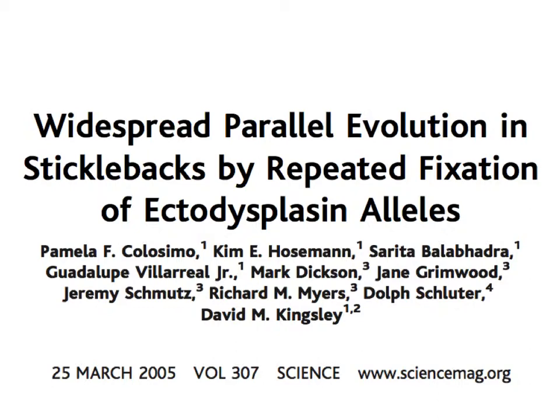The thing is, this has happened over and over and over again in independent lakes and streams along the West Coast. And that was what was really interesting to the evolutionary biologists, because this is parallel evolution. There are tens, at least, of populations of this species of fish that have independently lost their armored plates and their pelvic spines.